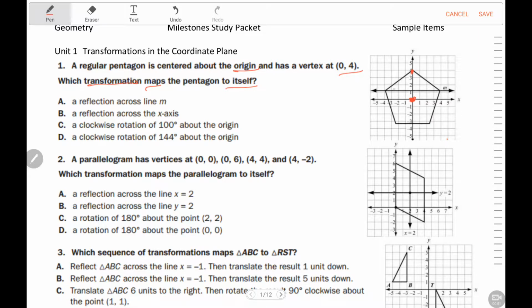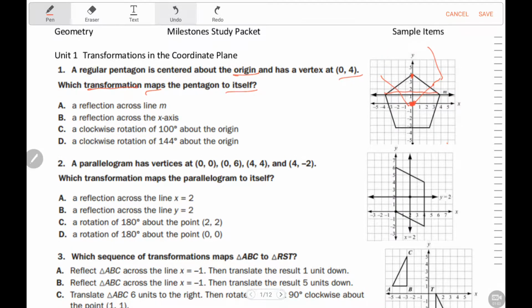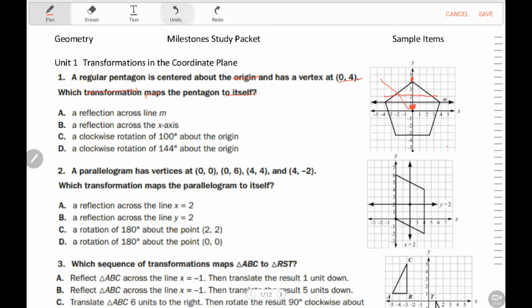Reflection across line M. If you did it across line M, it would make this weird thing like this, and that's not going to work, so not that one. Reflection across the x-axis: if you did that, this point would get reflected down here, and you'd have some kind of thing like this, so that wouldn't work. A rotation of 100 degrees or 144.